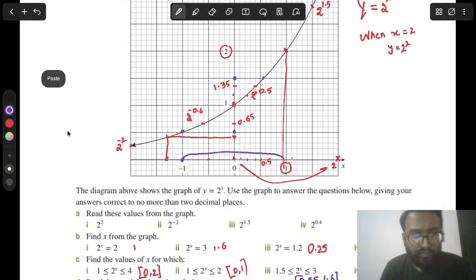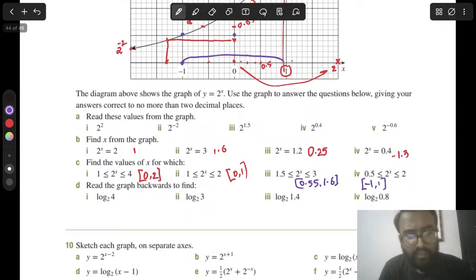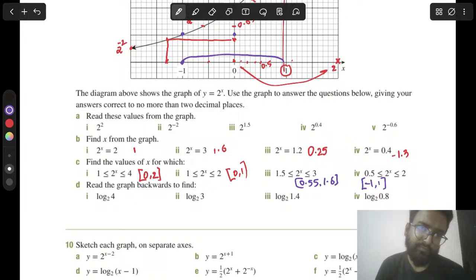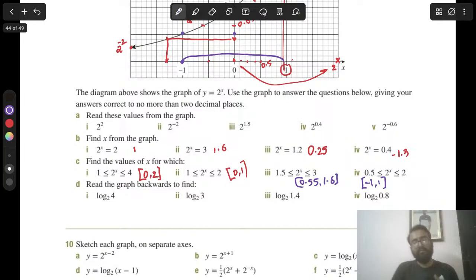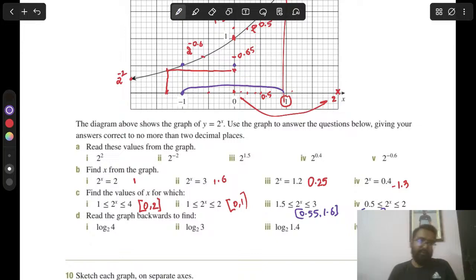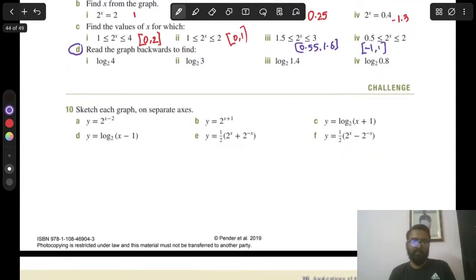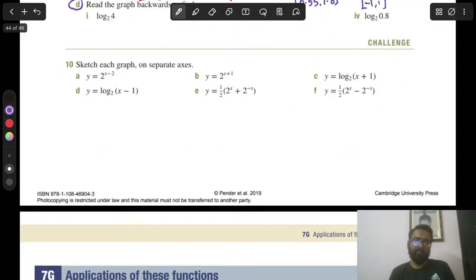Okay. We need to plot the graph. Read the back values, meaning inverse values. So, okay, they are the inverse values, right? So at 4, when I want to get the answer, I'll read this case. I'll try to understand how to read these values. Okay. So next, sketch each graph of this separately.